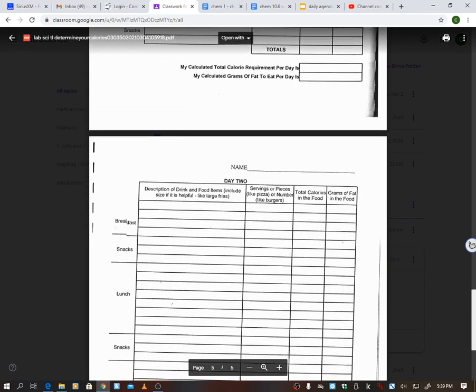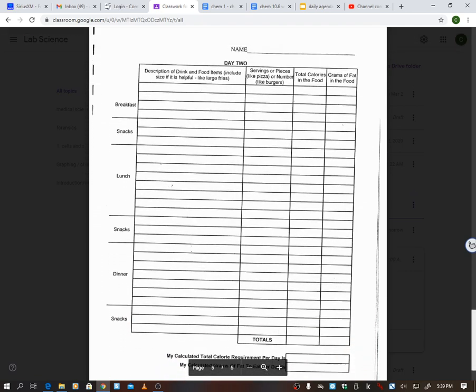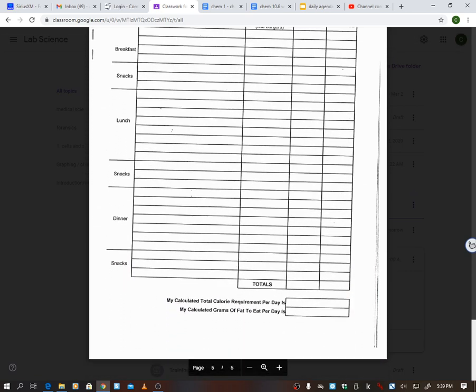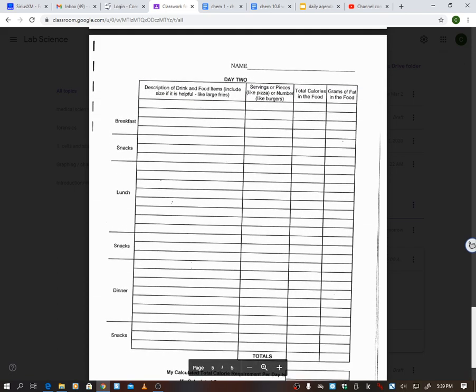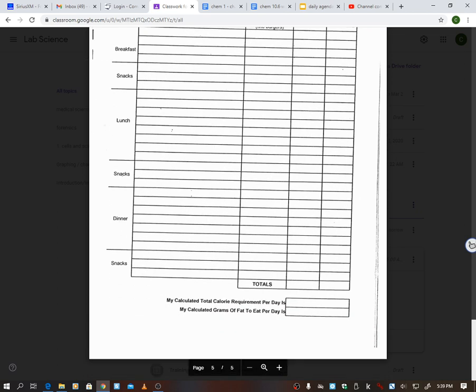And then we have day 2, which would be Wednesday. You're going to go through and do all of this. And then on Thursday, we'll sit down, we'll look at everything, we'll get on the computer and look up calories and food and all of that. And then we'll see what your totals are for both of those days.